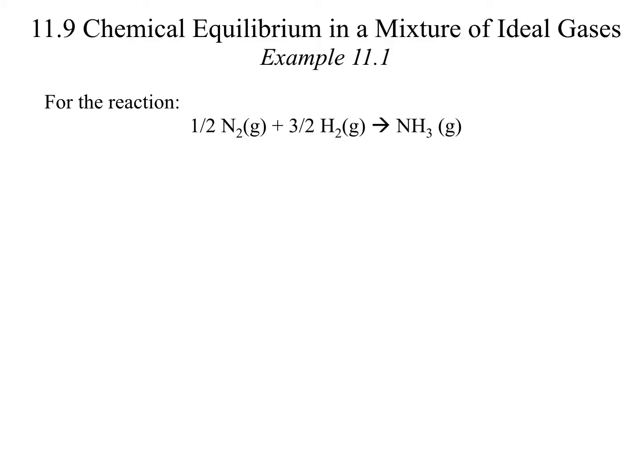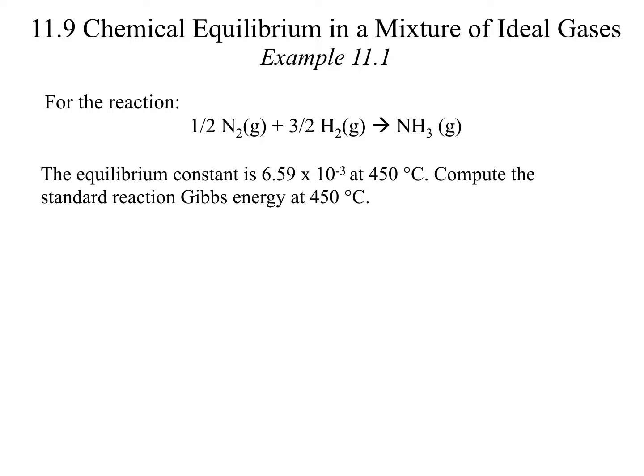And so the equilibrium constant for this reaction at, let's say, 450 degrees centigrade is given as 6.59 times 10 to the minus 3. Now we are asked to calculate the standard reaction Gibbs energy for this process. So how do we do this?